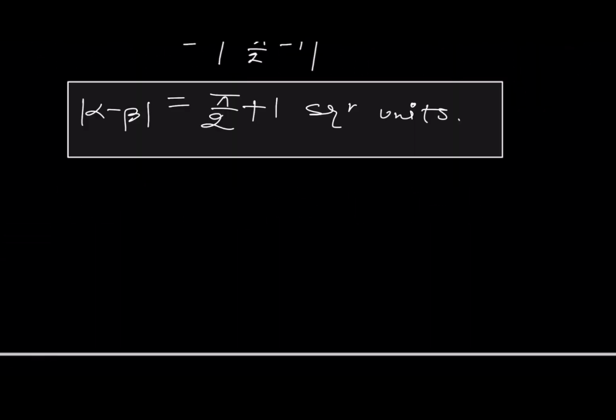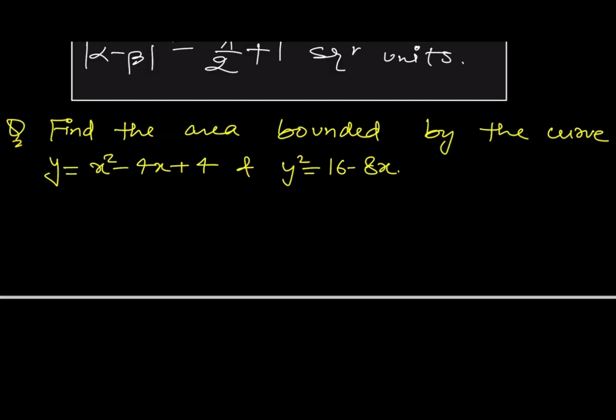Now let's come to the second question, which is from area under the curve. The question states: find the area bounded by the curve y is equal to x square minus 4x plus 4 and y square is equal to 16 minus 8x. So if I complete the whole square in one, I will have y is equal to (x minus 2) whole square, and the second one is y square is equal to minus 8 times (x minus 2).